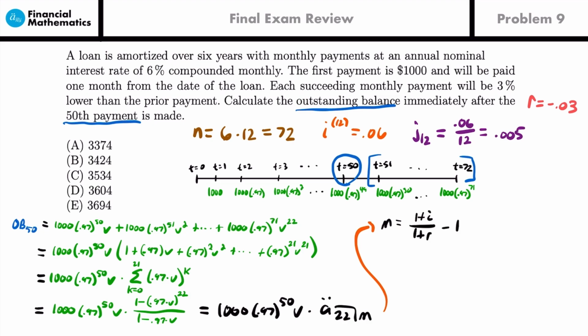Okay, that's the extra formula that you have to remember. That's what I was referring to earlier. So in this case, i would be 0.005, r is negative 0.03. So this would be equal to 1.005 divided by 0.97 minus 1. And whatever the result of that is will be the interest rate for this annuity due. That makes this calculation a whole lot easier.